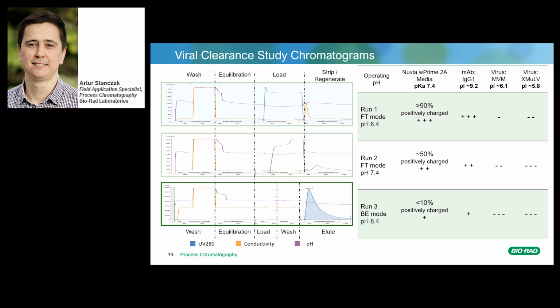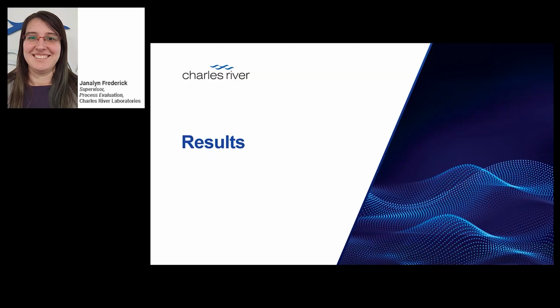For virus clearance, we used MVM and MLV, which are negatively charged model viruses for rodent cell lines. Their charge is opposite to the ligand's positive charge, enabling effective binding at all tested pH levels. Now, I will hand it over to Janelin, who will present the log reduction results for each condition and virus tested. Thank you, Artur. Now we can move on to the results segment.